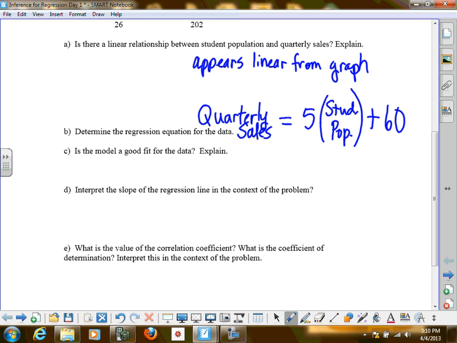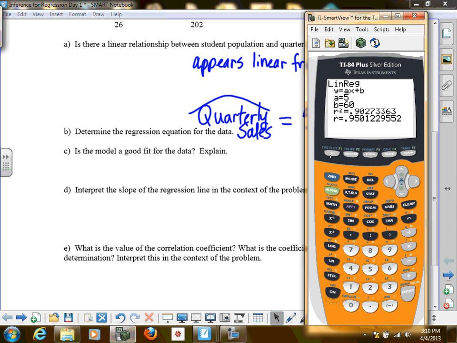Aha. If you put a hat over quarterly sales, then that's a prediction hat. So my predicted quarterly sales, that's saying this is not necessarily it exactly, but this is a ballpark prediction. Okay. Is the model a good fit for the data? Let's see. Let's go put 5x plus 60 into your equation and see how well that fits.